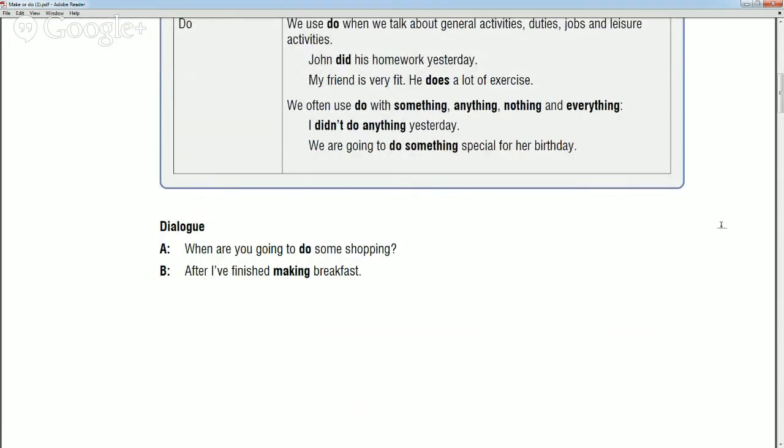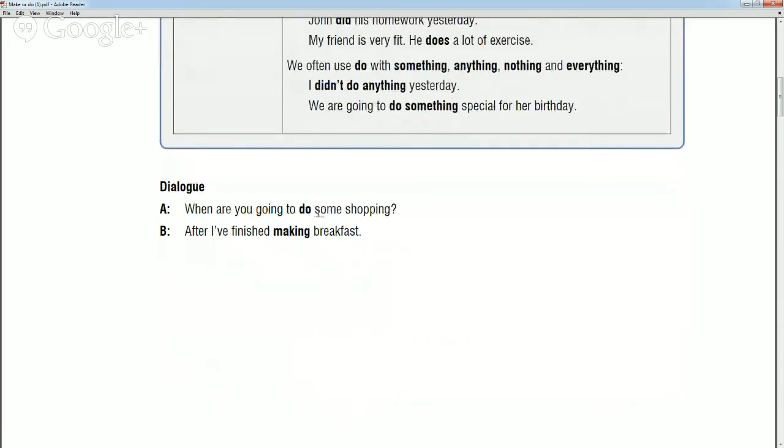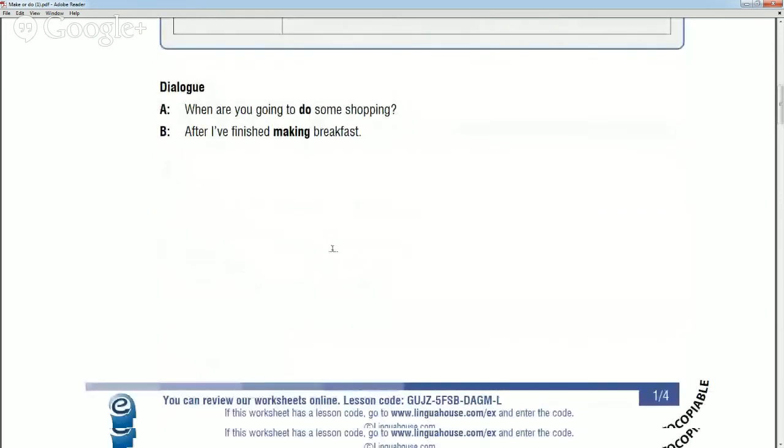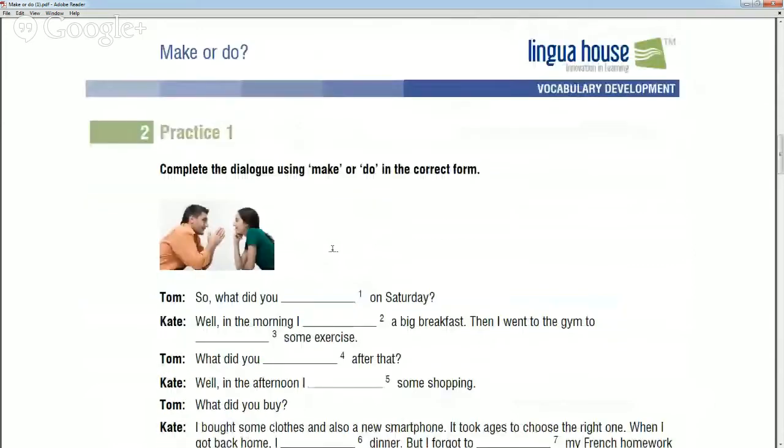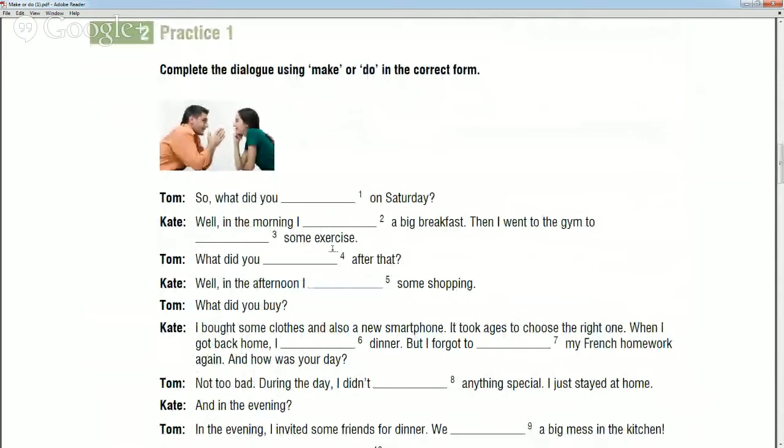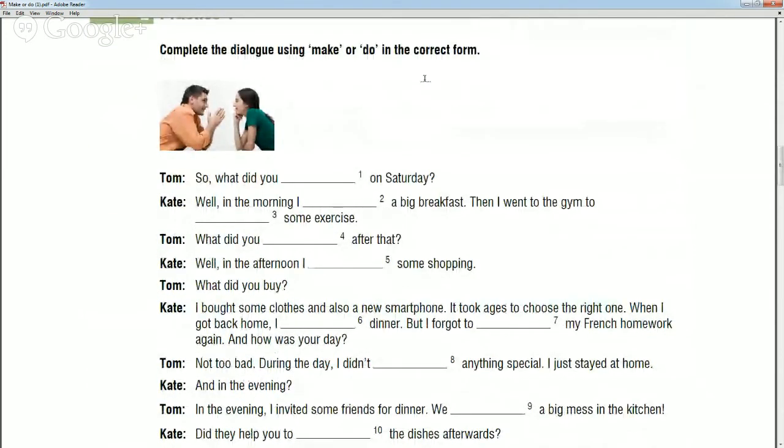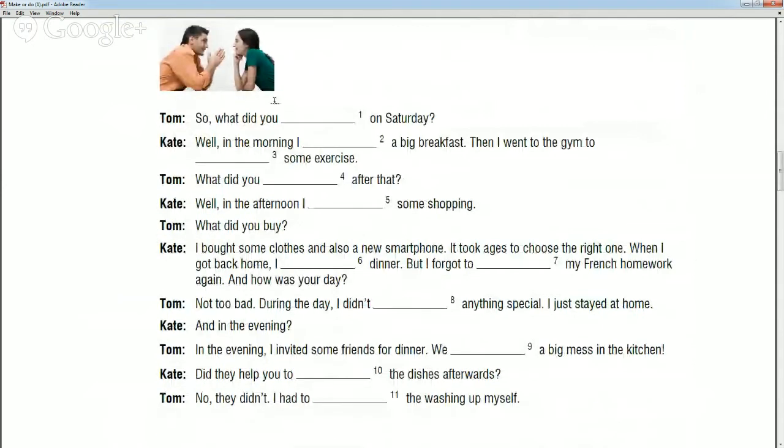So, dialogue. When are you going to do some shopping? After I've finished making breakfast. So that's a good example. So let's go ahead and complete the dialogue using make or do in the correct form. So how about we do this? Okay, you be Tom, and Perla, you can be Kate.